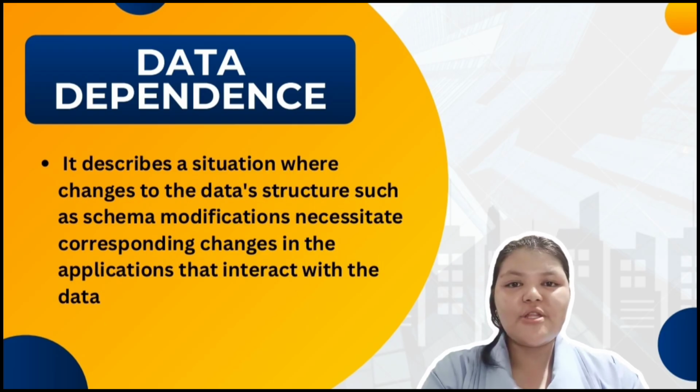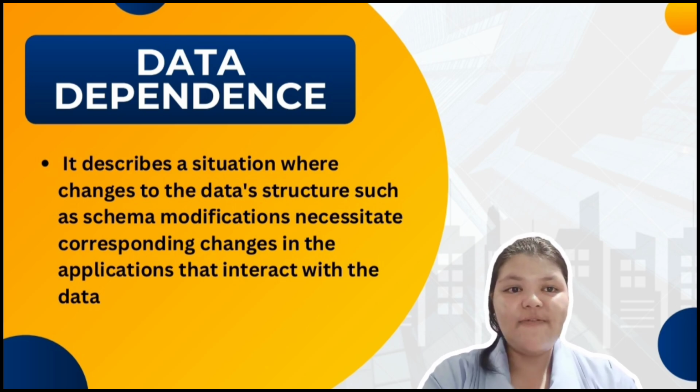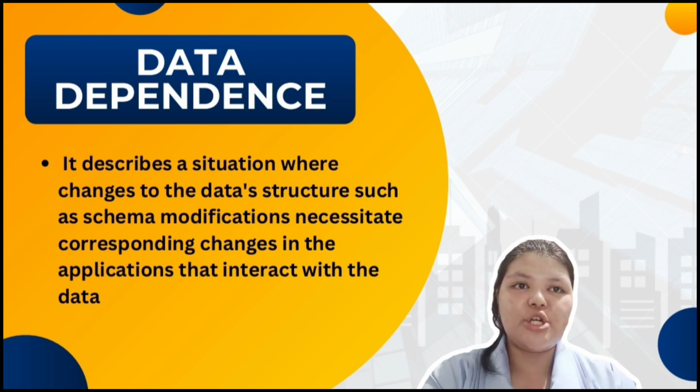Data dependence refers to the relationship between the data and the application that access it. It describes a situation where changes to the data structure, such as a schema modification, necessitate corresponding changes in the application that interacts with the data.